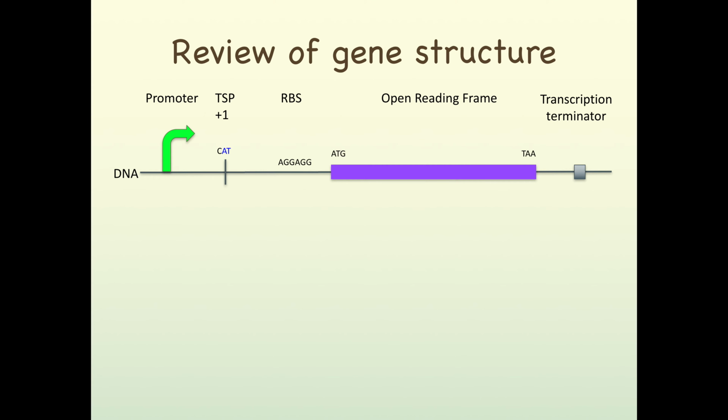So let's review the gene structure. We've learned a lot about promoters, we've learned a lot about the open reading frame and Shine-Dalgarno sequences, but so far between last semester and this semester, we've left termination of transcription as something that happens in this little gray box after the open reading frame. So let's talk more about what this structure is like and how it triggers termination of the transcription elongation complex.